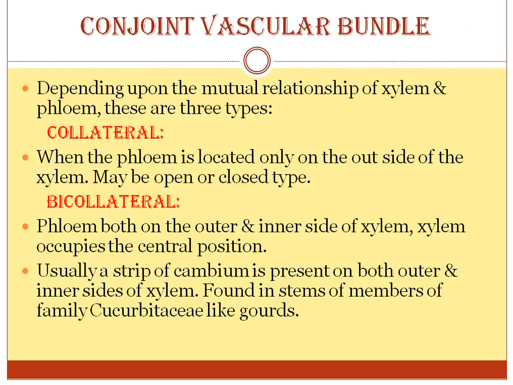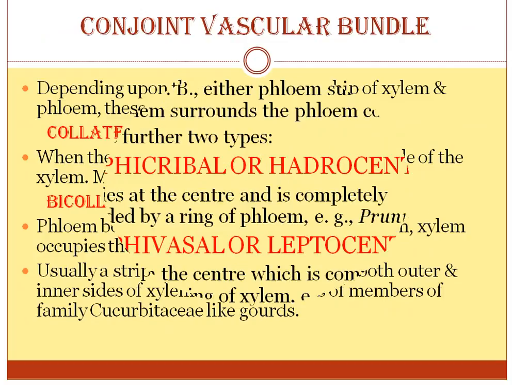First one is collateral. In such vascular bundle, phloem is located only on outside of xylem. It may be open or closed type. Second one is bicollateral. In bicollateral vascular bundle, phloem is located on both outer and inner side of xylem. Xylem occupies central position. Usually a strip of cambium is present on both outer and inner sides of xylem, found in stems of members of family Cucurbitaceae like different types of gourds.